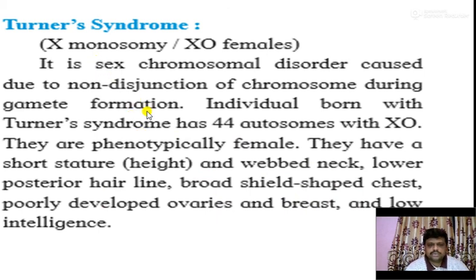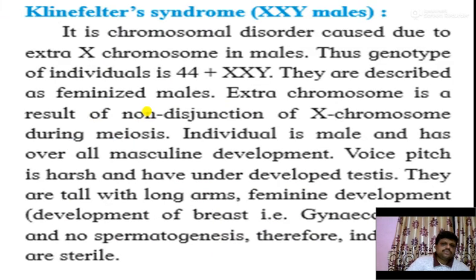Let us see one more syndrome, that is Klinefelter syndrome. This is definitely a male, but this male possesses an extra X chromosome. So it is a chromosomal disorder caused due to the extra X chromosome. As I said earlier, the genotype of the individual is 44 autosomes plus XX and the Y chromosome. There is an extra X chromosome found in that particular male. So they are described as feminized males.